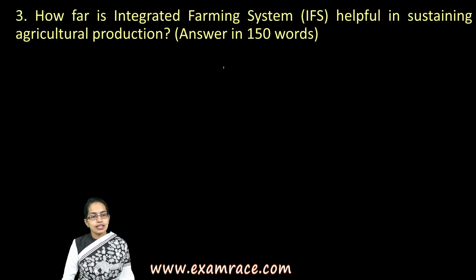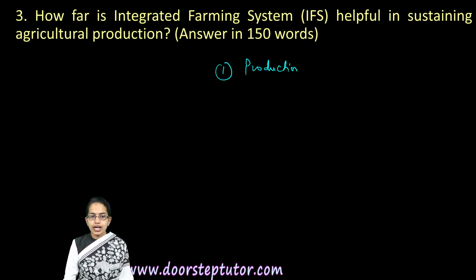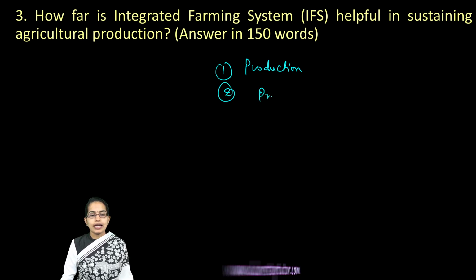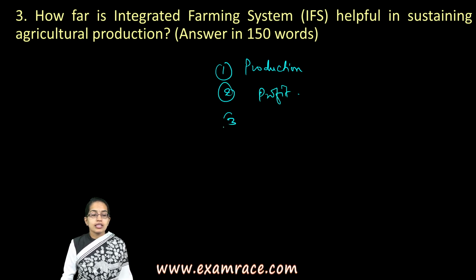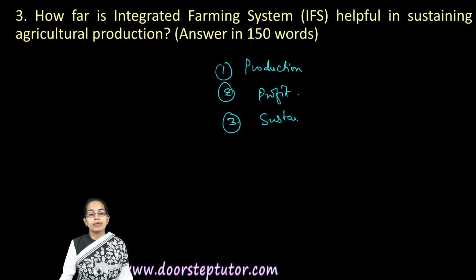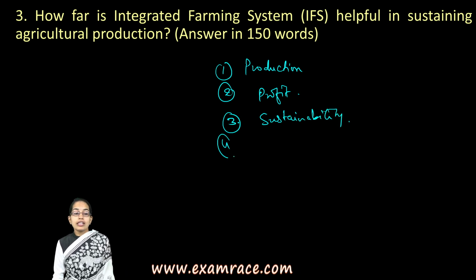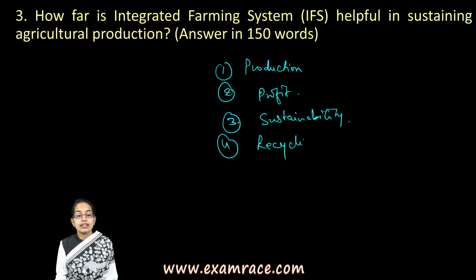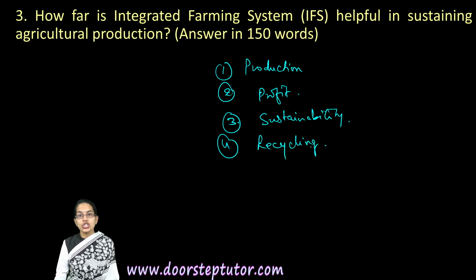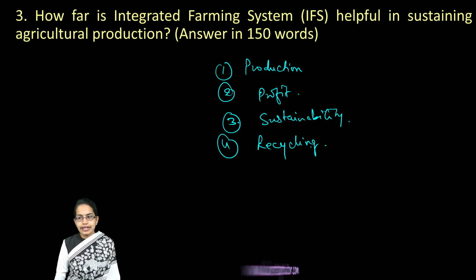What are the key features we look for? First is higher productivity, so production. The second important idea is the profit motive. The third important idea is sustainability, whether the thing that you are doing is sustainable in the long run or not. Recycling, if it can be done, is very beneficial to the agricultural land.